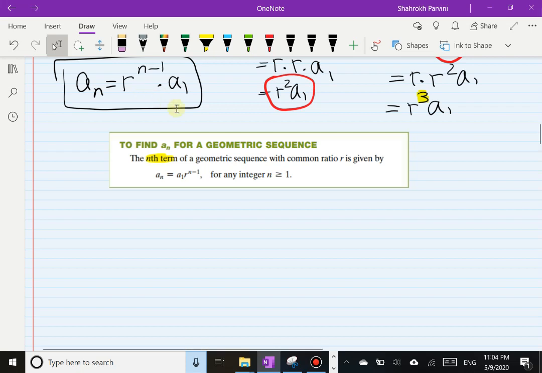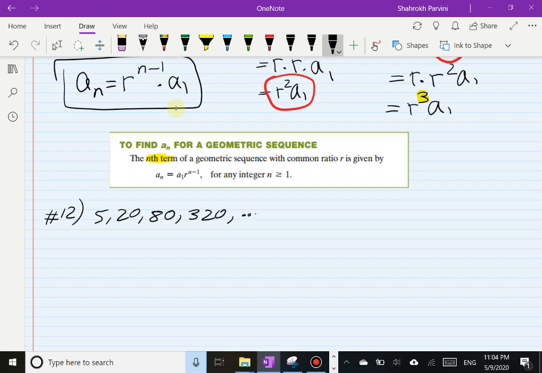Now let's take a look at some examples just to see how this is going to work out. So in our exercises, we're going to begin with exercise number 12. In exercise number 12, we're given a sequence 5, 20, 80, 320, and so on and so forth. Now think about how we're going about this sequence as you go from left to right, from first to second to third to fourth, and so on.